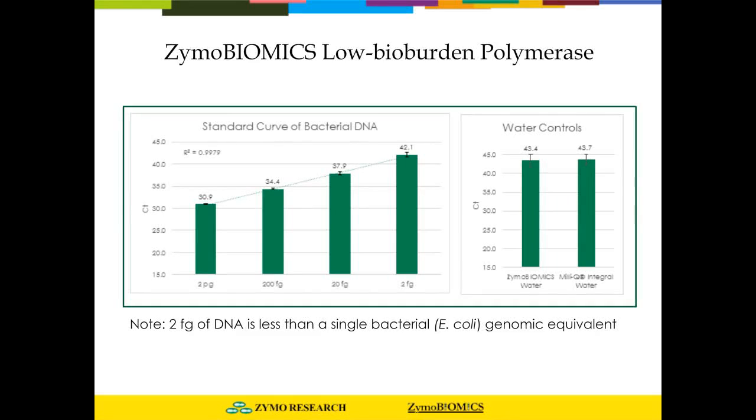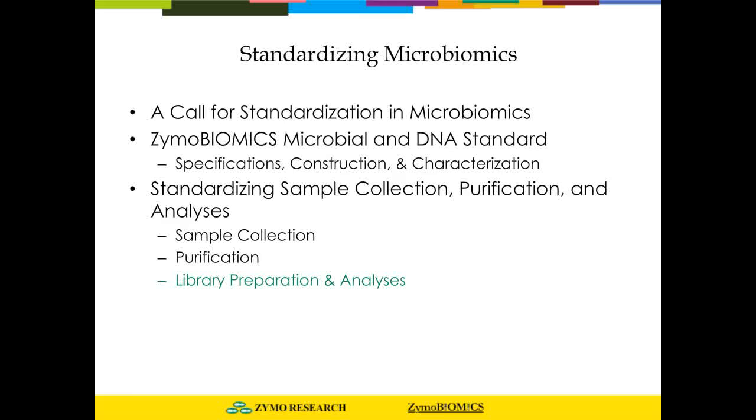Lastly, we've also worked on developing a polymerase that was low bioburden. This particular polymerase has less than 2 femtograms of DNA, which is less than a single E. coli genomic equivalent, which makes it ideal for many of the microbiomics work. And that concludes my section, and then I'll pass it off to Shuiquan now.